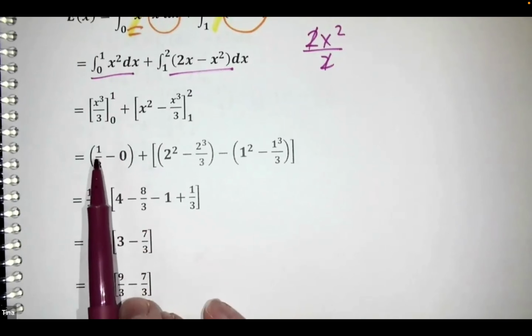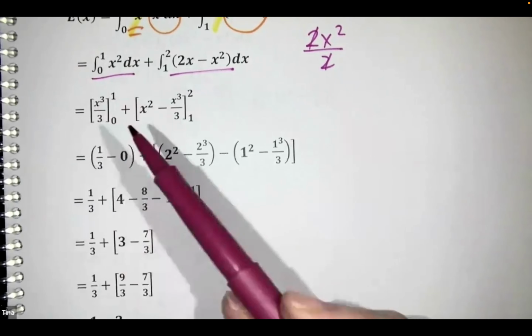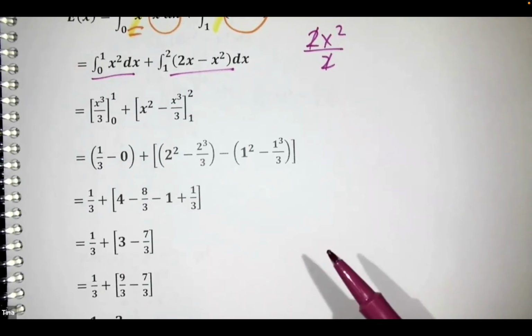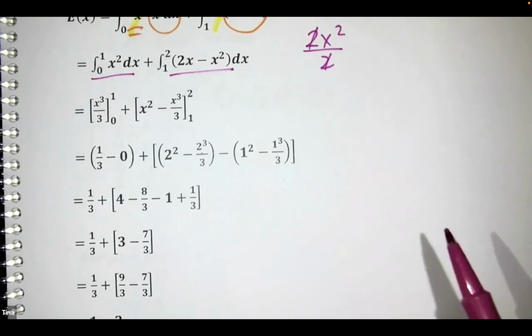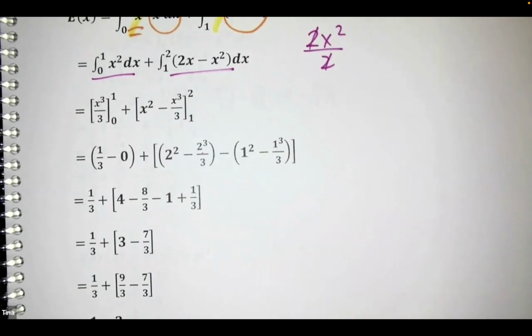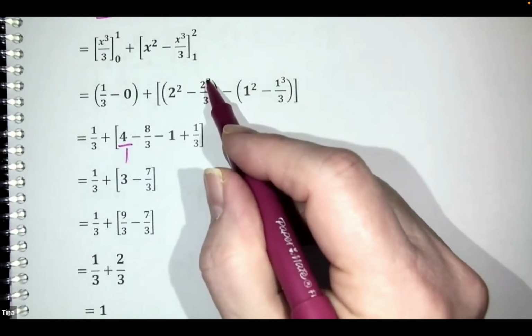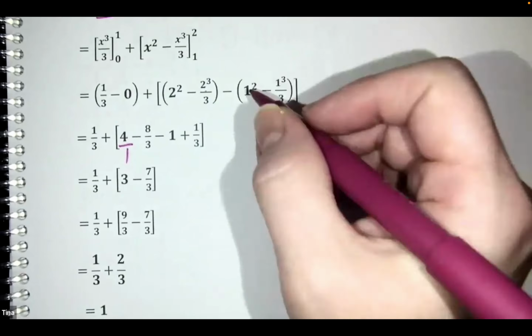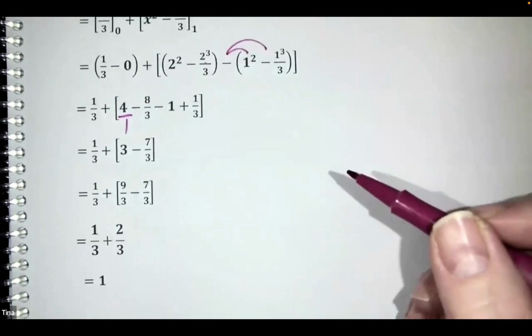Top number subbed in, so 1 cubed over 3 is 1/3, minus bottom number subbed in, 0 cubed over 3 is still 0. And then here, same thing, 2 subbed in for all the x's minus 1 subbed in for all the x's. And lots of algebra, so common denominator, and the mean ends up being exactly 1, okay? So here, this is like 4 minus 2 cubed over 3. 2 times 2 times 2 is 8/3. This is minus 1 squared is minus 1, plus 1 cubed over 3 is 1/3.